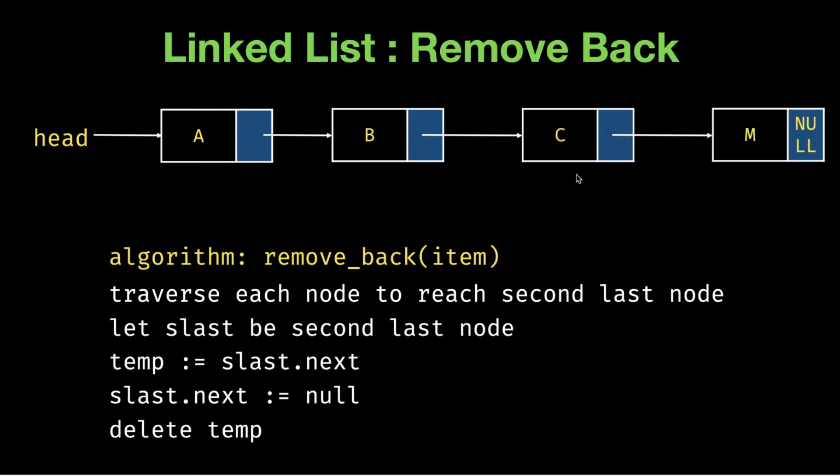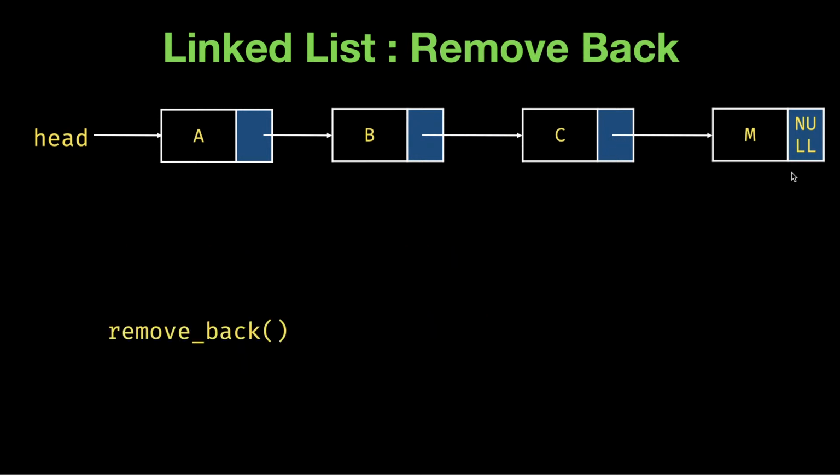So we will have to stop just one position before the item we are removing. So we will reach the second last node, and then let us call it secondLast. We will hold a pointer temp that will point to the last node, and we will say secondLast.next as null, and then we delete the temp.